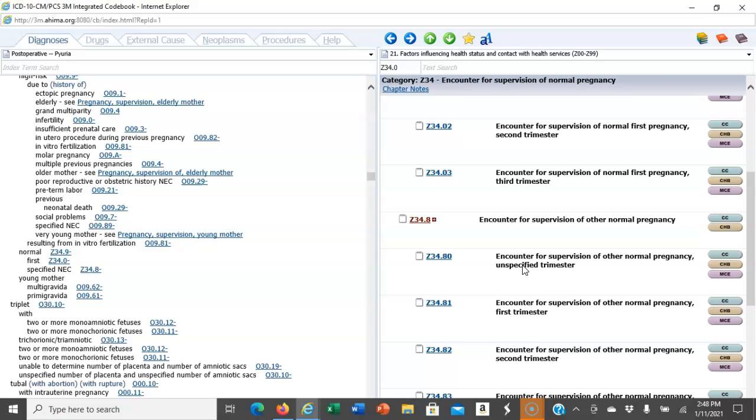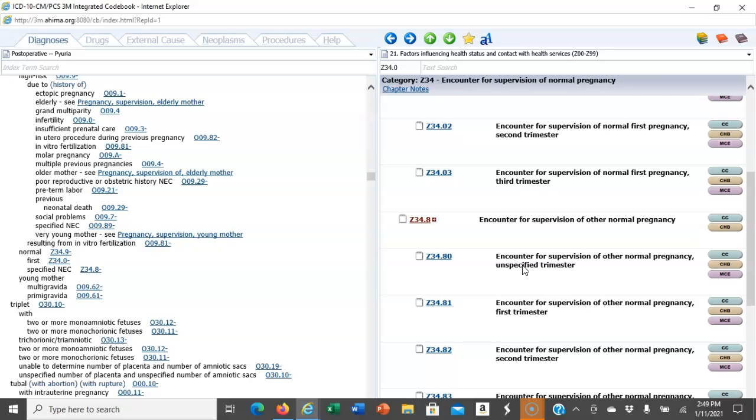Now, let's look at the next section, supervision of high-risk pregnancy. For supervision of high-risk pregnancy, we are choosing codes from category O09. And these are used only during the prenatal period. For complications that occur during labor or delivery as a result of a high-risk pregnancy, we assign the applicable complication code from Chapter 15. If there are no complications during labor or delivery, then we are assigning the code of O80, Encounter for Full-Term Uncomplicated Pregnancy.